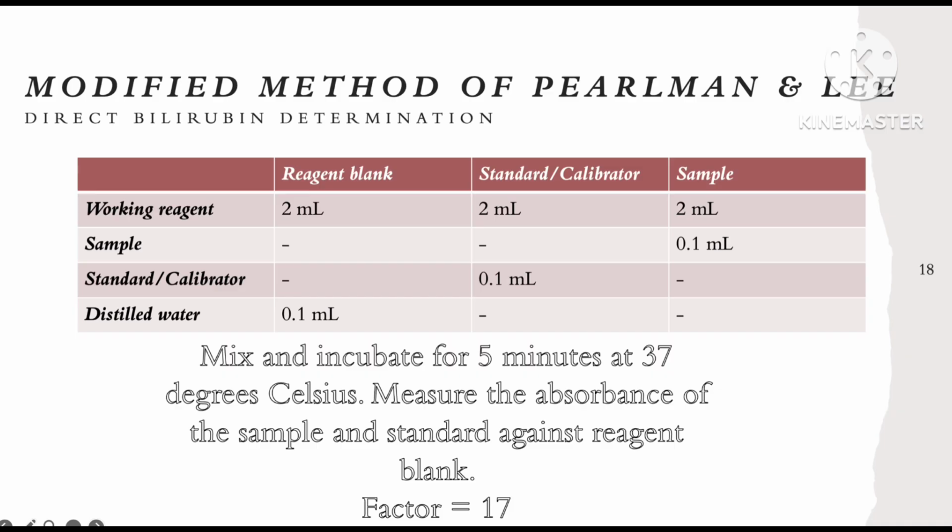While if we're going to detect direct bilirubin, still the same, you have to pipette 2000 microliters or 2 ml of the working reagent and pipette 100 microliters or 0.1 ml of the sample. Mix and incubate for 5 minutes at 37 degrees Celsius. Measure the absorbance of the sample and the standard against the reagent blank. The factor to be used is 17 for direct bilirubin.